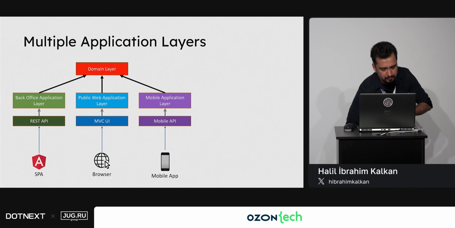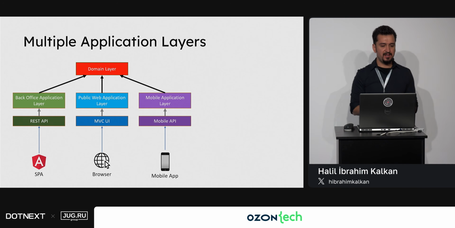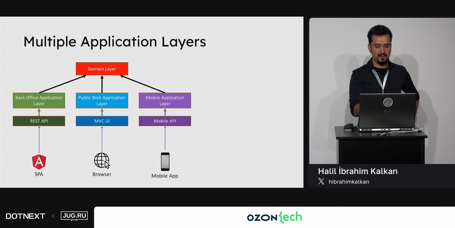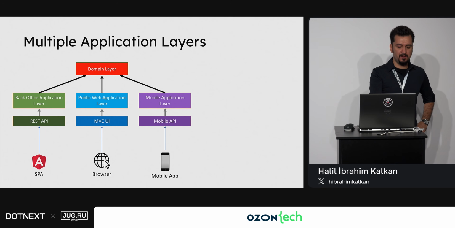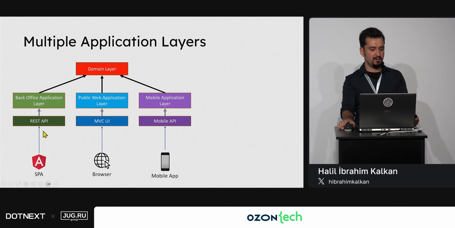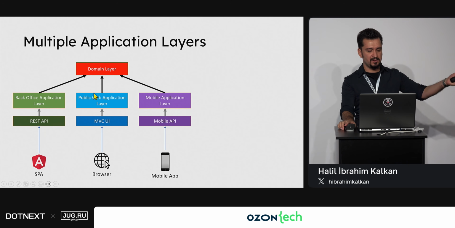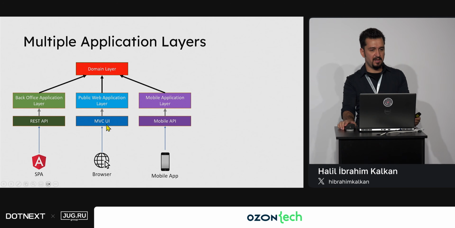This separation is very important, especially if you have multiple applications that share a single domain. In this example, we have a single page application that uses REST APIs for backend operations of an e-commerce application. You have a public website for your end users, which is for example an MVC UI, and you have a mobile application, but they should all share the same core business rules.